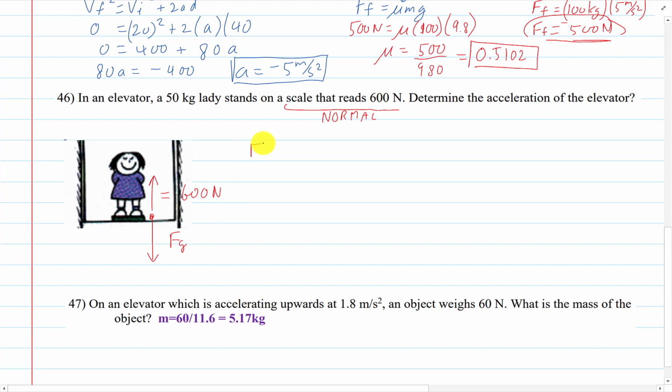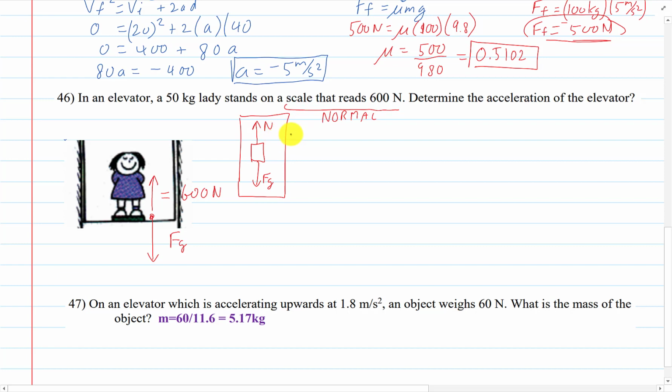So free body diagram, every elevator question, the free body diagram is just this: normal, force of gravity. Okay, that's it. The normal pushing up on you, and if they balance, you're not accelerating. And if this one's winning, you're accelerating down. If that one's winning, you're accelerating up.